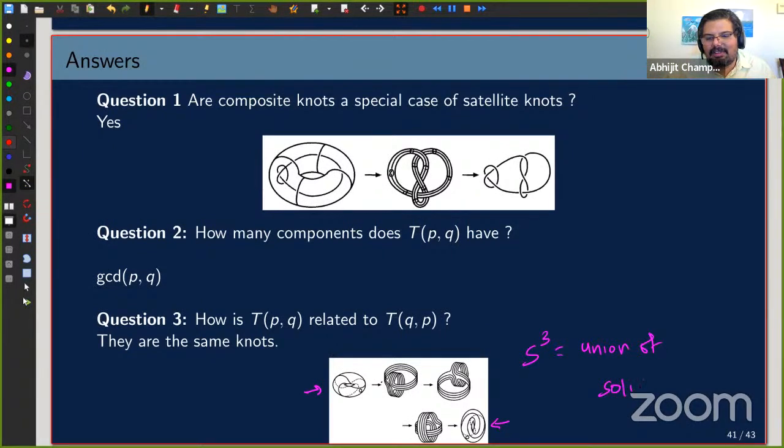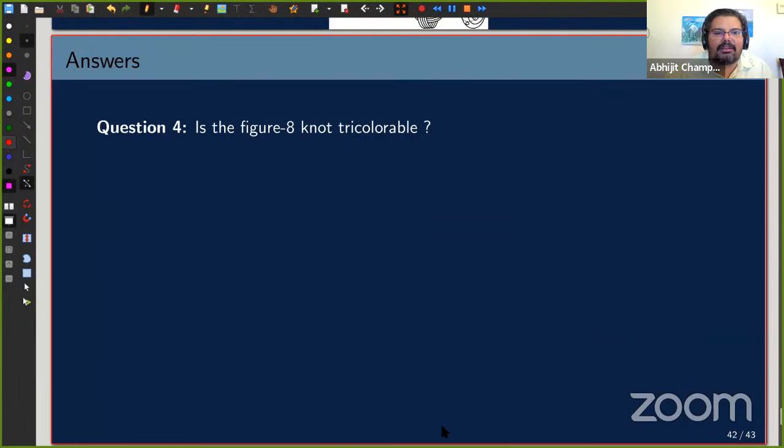And this is a very fundamental fact. What happens is that the meridian of one becomes the longitude of the other, and the longitude of one becomes the meridian of the other. Because they flip, our normal picture, where we draw this PQ curve like this, instead becomes a QP curve on the other torus. So these TPQ and TQP are actually equivalent.